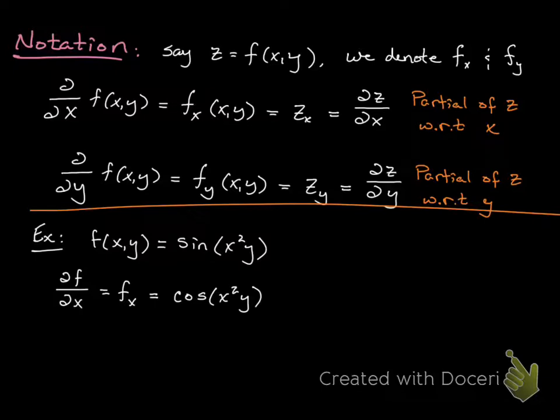Okay, so the chain rule still exists here. Derivative of x squared times y. Y is a constant. Derivative of x squared with respect to x is 2x, and y is a constant.